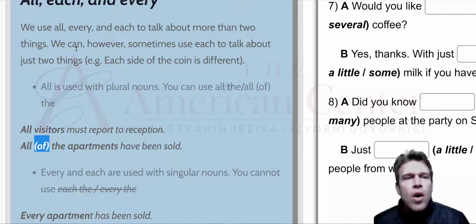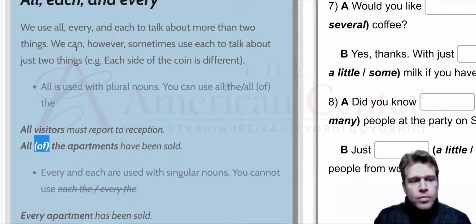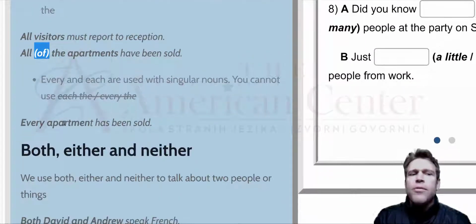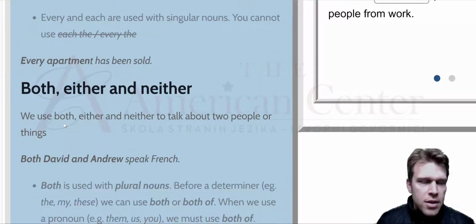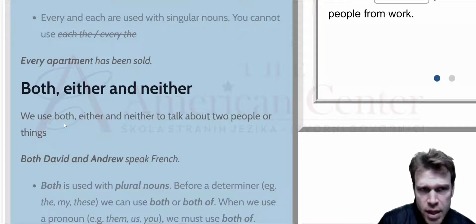All right. So, every city is beautiful in Europe. Every city on the coast in Croatia is beautiful. Every city, not every cities.